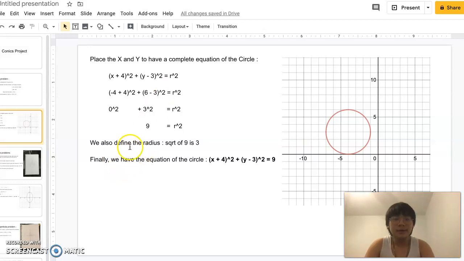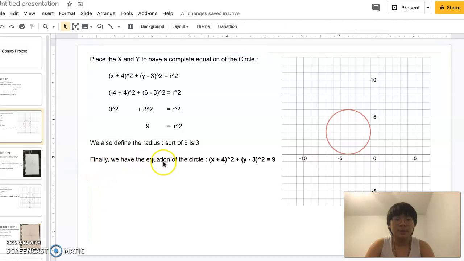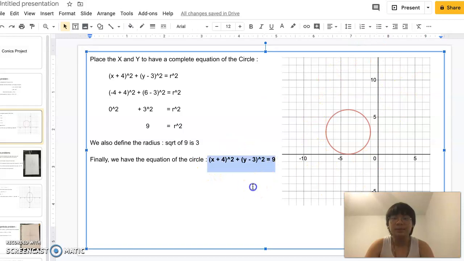We also define the radius. The square root of 9 is 3. 3 is the radius and 6 is the diameter. Finally, we have the equation of the circle, which is (x plus 4) squared plus (y minus 3) squared equals 9. And here is the graph of this equation.